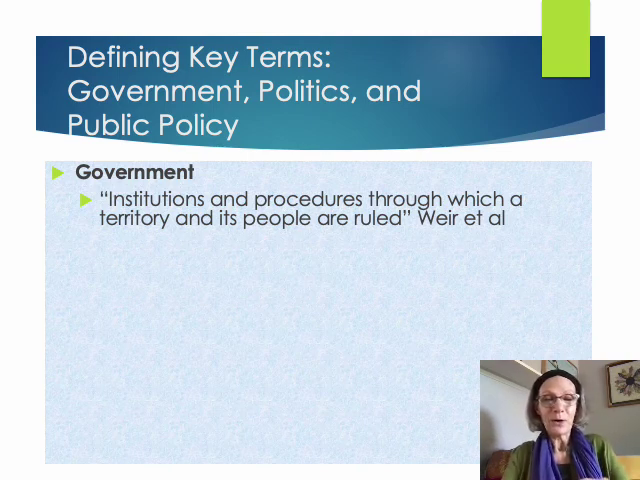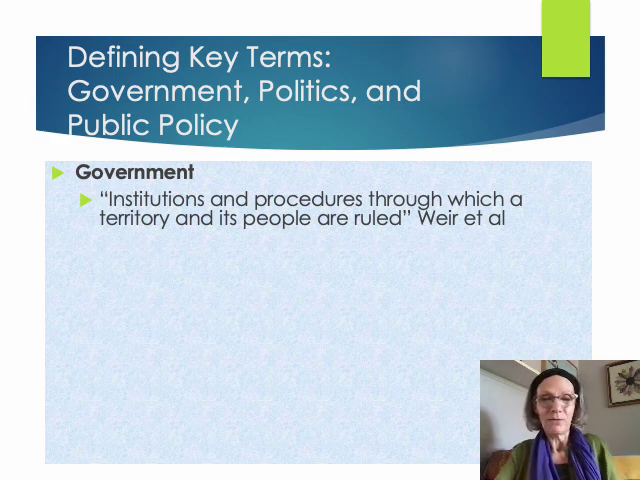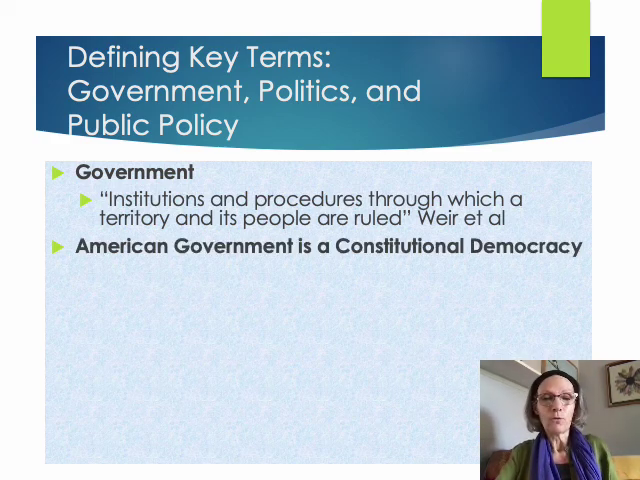And some territories are very small. Even a Native American tribe has a government, a council of tribal elders that would rule over it, and that's a form of government as well. So large, small, there are lots of different types of governments and lots of different types of rulers.